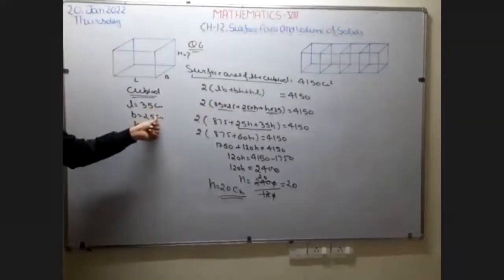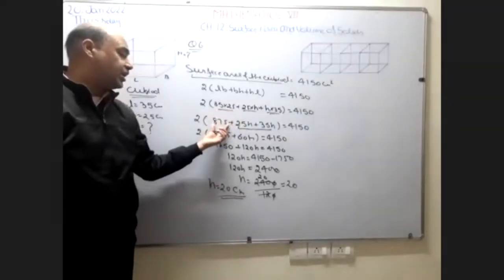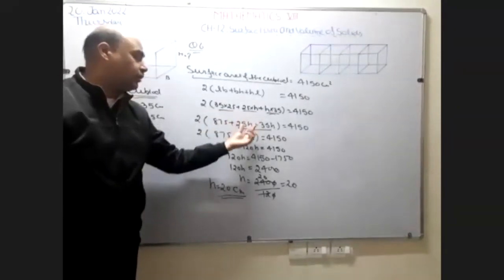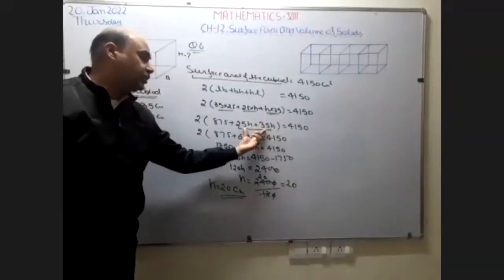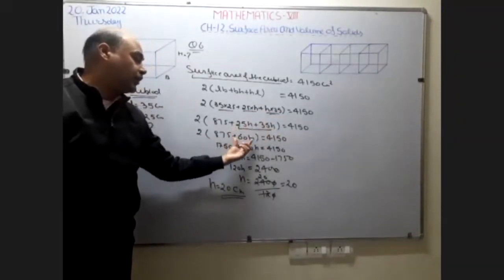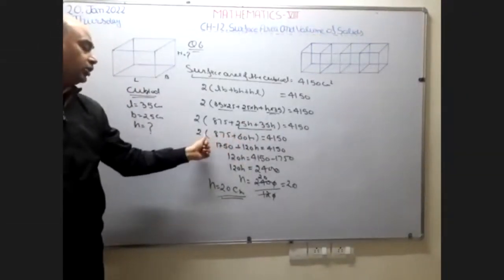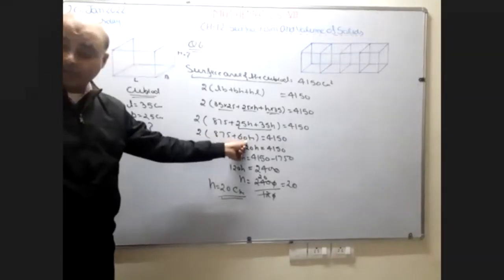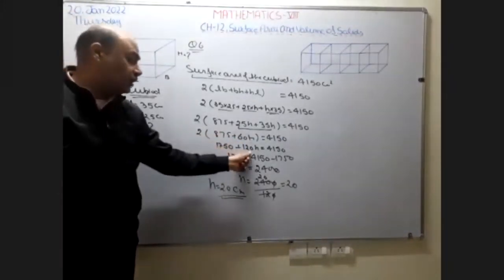Now length and breadth are given, so substitute the values. After substituting the values, when you multiply these two terms, this becomes 875. Multiplication of these two terms becomes 25H. Multiplication of these two terms becomes 35H. Both H are going to be added: 35 plus 25 becomes 60H. Now open the bracket. When you open the bracket, this 2 is going to multiply this term and this term also. When this 2 multiplies this term, this becomes 1750 and this becomes 120H.